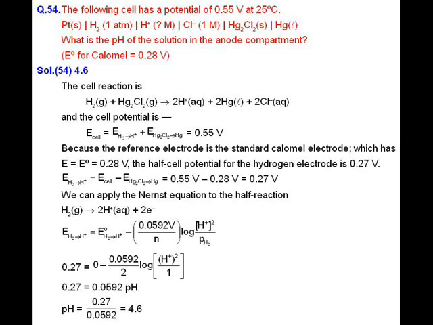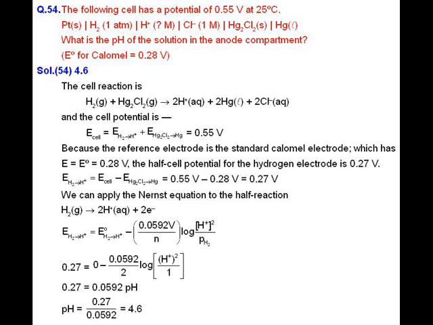Hello everyone, we are going to discuss question number 54 from MTP3. Here there is a cell given to us which has a potential of 0.55 volt at 25 degrees Celsius, and we can easily see that there are two electrodes. One is a hydrogen electrode and the other is a calomel electrode. The hydrogen electrode is on the anodic side and the calomel electrode is on the cathode side, and we have to find out the pH of the solution.